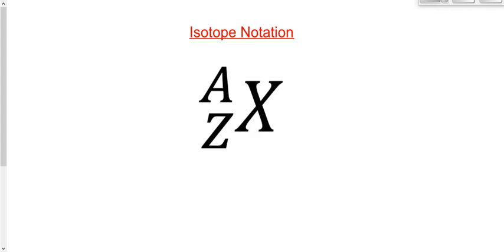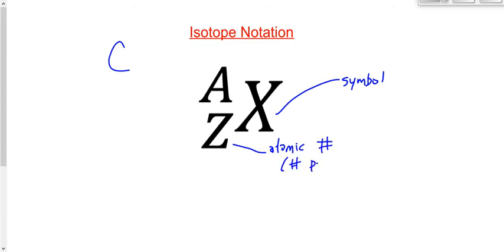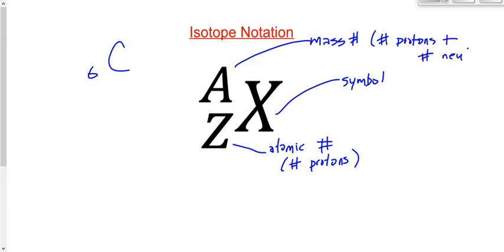Here's what the notation looks like. X will always be the symbol for the element. So if we're talking about carbon, it will be C. Z stands for something that we call the atomic number. The atomic number is the number of protons. So for carbon, that would be 6. A stands for what we call the mass number. And the mass number is the number of protons plus the number of neutrons. For carbon, that could be 12. It could be 14. It depends upon the isotope of carbon, or the version of carbon, that we're talking about. We'll say in this case that we're going to have carbon 14.